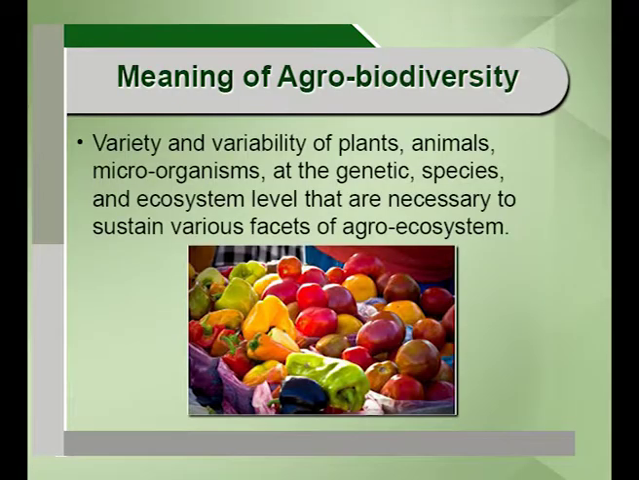What exactly is agrobiodiversity, what does it mean? It includes many components. It includes all the components of the agroecosystem that are essential for food and agriculture. It includes the variability of plants, animals and microorganisms at the genetic, species and ecosystem level that are necessary to sustain various facets of the agroecosystem. When I say facets of the agroecosystem, it means the structure, the function, the processes of the agroecosystem. So everything is encompassed by agrobiodiversity.